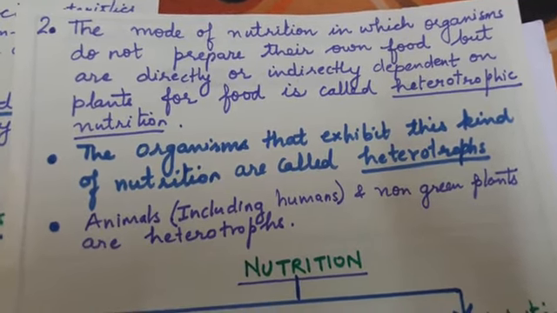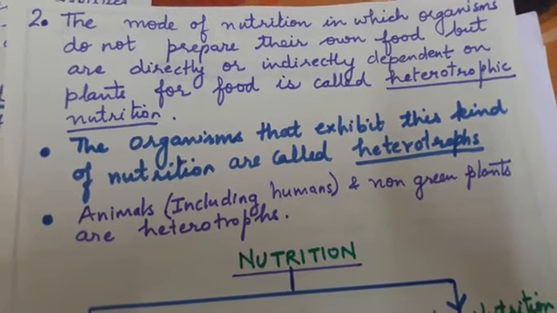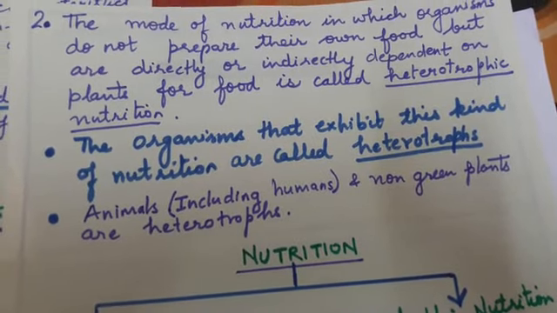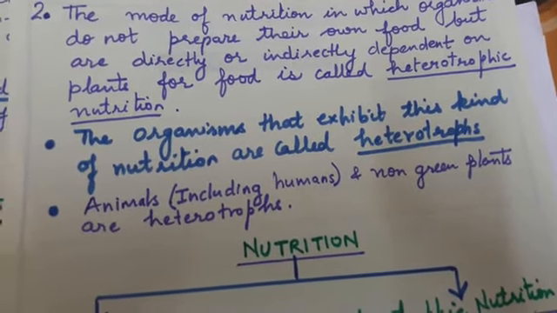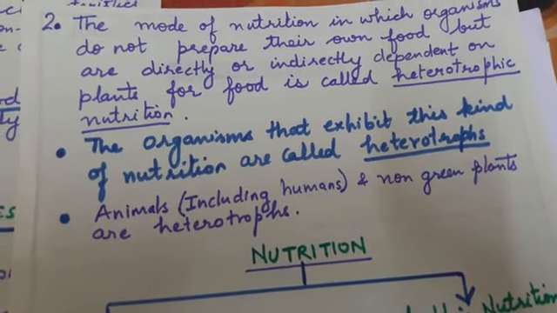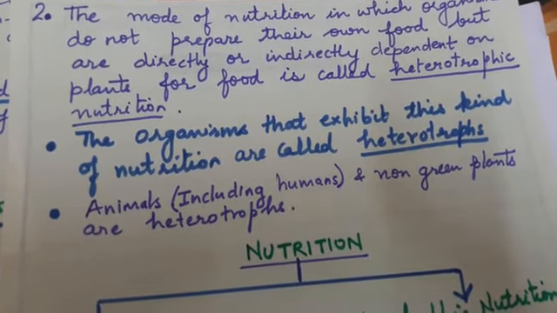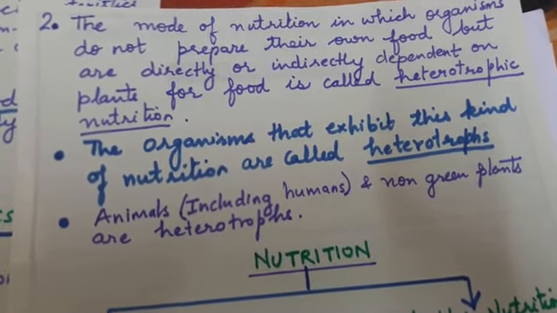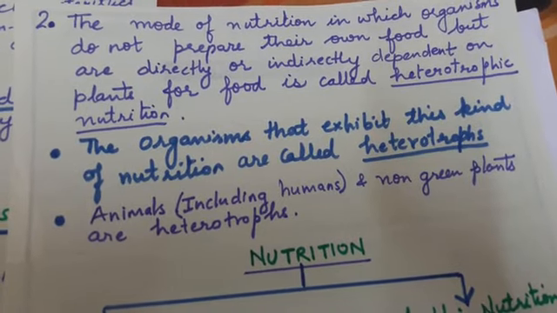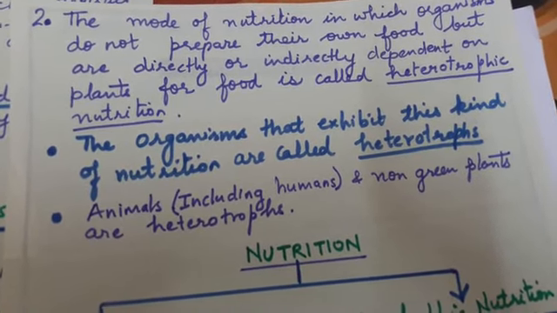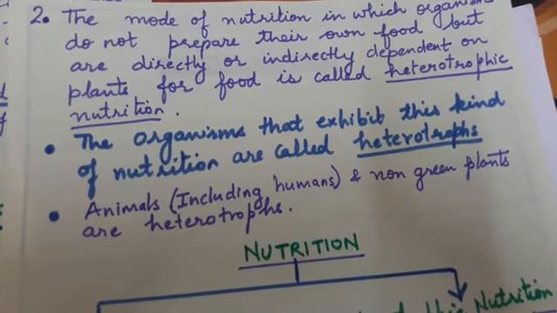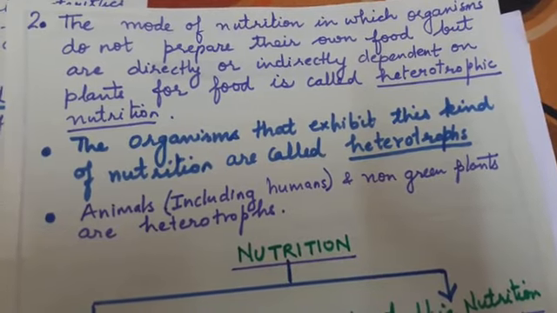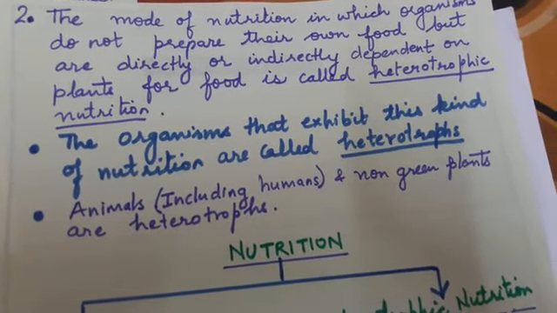The mode of nutrition in which organisms do not prepare their own food but are directly or indirectly dependent on plants for food is called heterotrophic nutrition. Hetero means different. Troph means nutrition. Here the organisms cannot make their own food. They are dependent on others for food. That's why they are called heterotrophs. An example will be animals, including humans, and some non-green plants also are heterotrophic in nature.